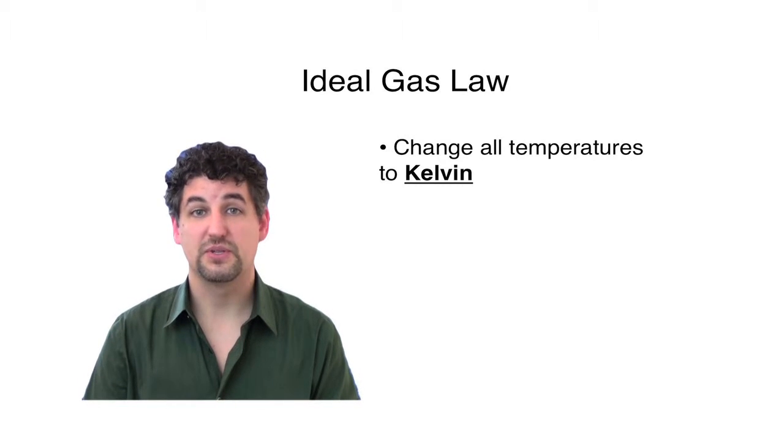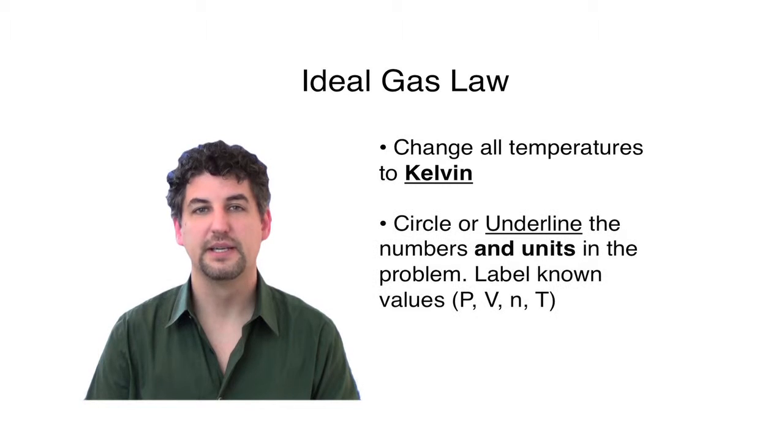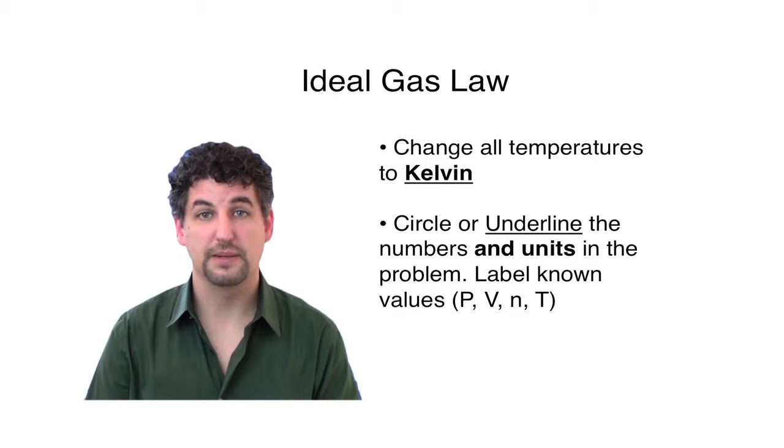You need the absolute temperature scale, so use Kelvin. All right, now as far as the rest of the problem goes, read the problem carefully, and I want you to circle or underline as many of the numbers as you see. When you see a pressure, it'll probably be in atmospheres or millimeters Hg. I want you to circle or underline the number and the units for everything that you can find in that problem. Very important. And if you can label those as P for pressure, V for volume, T for temperature, N for moles, then you're going to have an easier time when it comes to substituting those values into the equation.